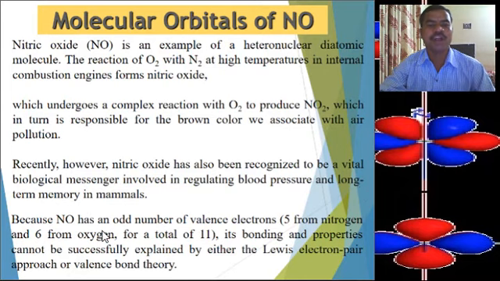Because NO has an odd number of valence electrons, that is 5 from the nitrogen and 6 from the oxygen, a total of 11 electrons, its bonding and properties cannot be successfully explained by either the Lewis electron pair approach or valence bond theory.